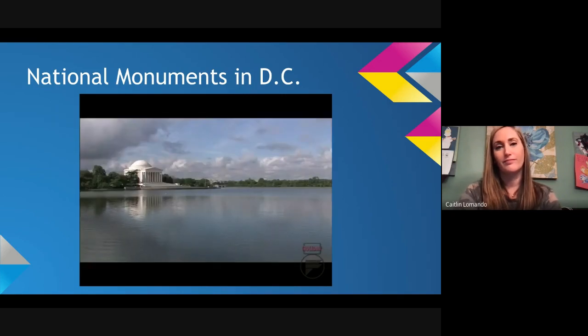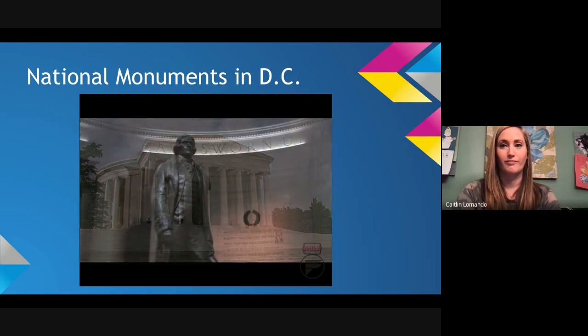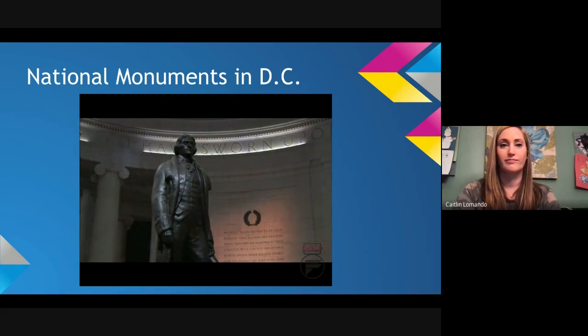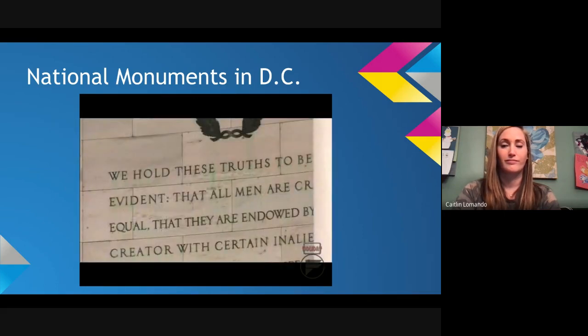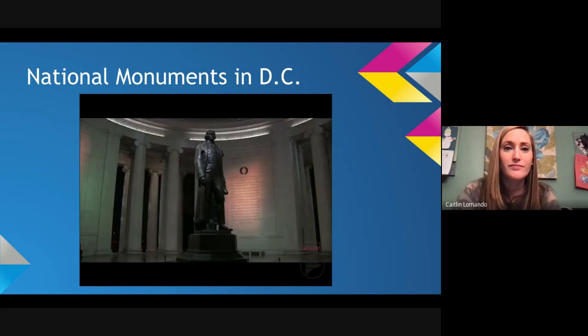Sitting on the edge of the tidal basin is the Thomas Jefferson Memorial. Thomas Jefferson was the principal author of the Declaration of Independence, and his stirring words express fundamental truths of American democracy. The memorial is a circular colonnade surrounding a 19-foot-tall statue of the man.